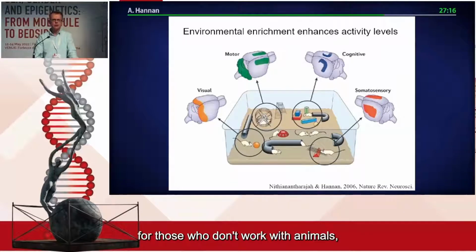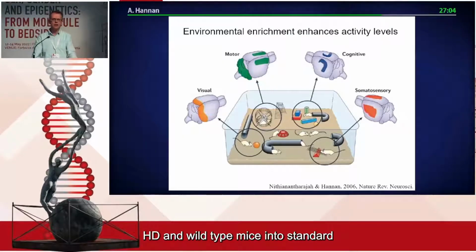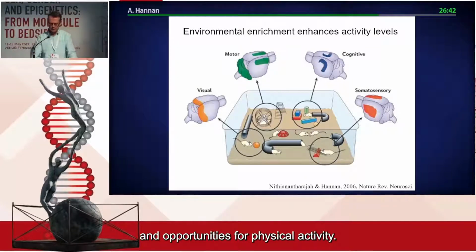And so essentially, for those who don't work with animals, what we do is, again, in a randomized fashion, in these original experiments, we took them at weaning. In this case, it was 4 weeks postnatal. And we randomized HD and wild-type mice into standard housing conditions, which is group housed, soft bedding, unlimited food and water, but very little apart from nesting material in the cage, versus environmental enrichment, which adds these enrichment objects to increase novelty and complexity, to increase sensory stimulation, cognitive stimulation, and opportunities for physical activity.